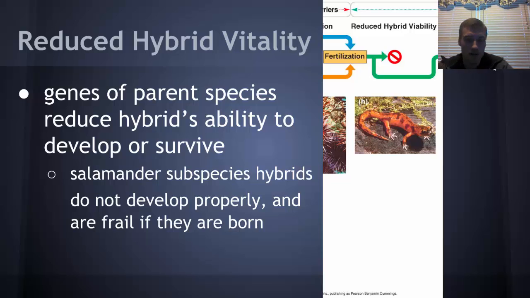Now we're going to be getting into the postzygotic barriers, and the first one is reduced hybrid vitality. Vitality means like health. So this is where the genes of the parent species reduce the hybrid's ability to develop or survive. So salamander subspecies hybrids do not develop properly. So you've got different salamander subspecies. When they mate, the hybrids do not develop properly, so they generally don't make it past the embryo stage. And if they are born, they are frail, and they're very unlikely to survive into adulthood.